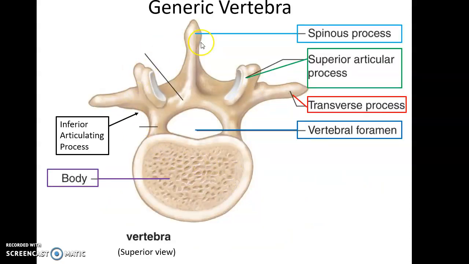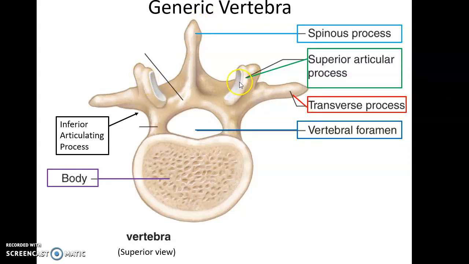Here is a vertebra. This will be our generic vertebra. Almost all vertebrae possess a large chunk of bone called the body. They all possess an open space called the vertebral foramen. The spinal cord or spinal nerves pass through the vertebral foramen. Sticking out laterally are these bony structures called the transverse processes. Sticking out posteriorly, this thin piece of bone tissue is called the spinous process.